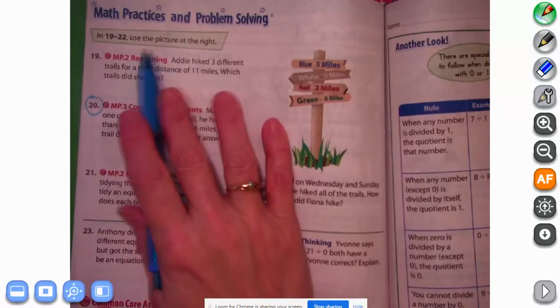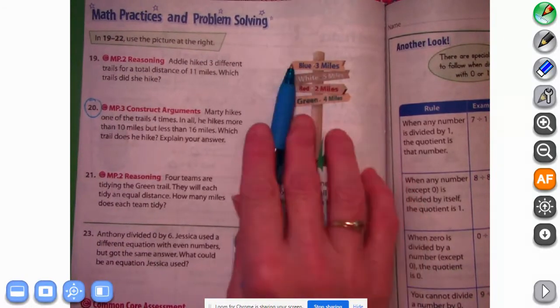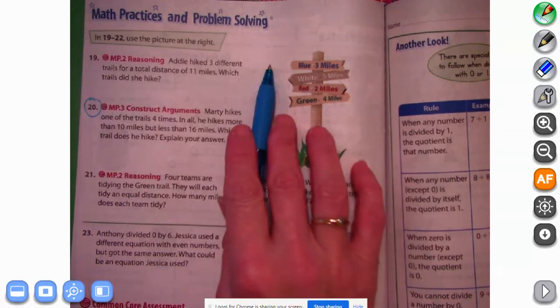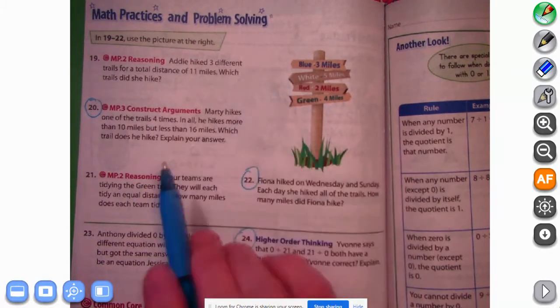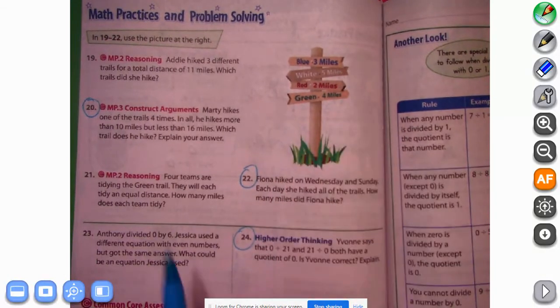All right, number 20. What we're looking at here is we're using this picture at the right. It looks like we've got some directions, where whatever the blue is, it's this way for 3 miles. The white is this way for 5 miles. The red is this way for 2 miles, and the green is off that way for 4 miles.